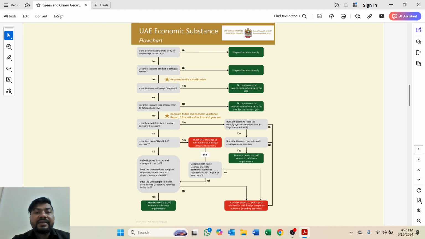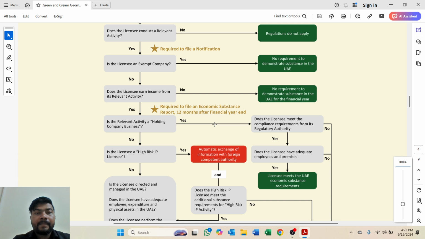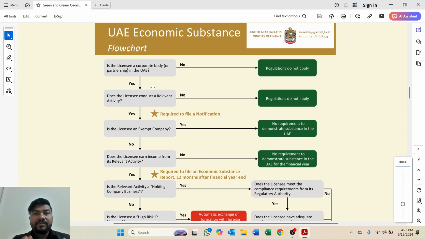Now let's come to understand the flow chart. First of all, to determine whether your company falls under economic substance regulations or not, and then if they fall, what are your responsibilities. To determine that, let's come to the flow chart. Number one is that first of all you will determine whether your company, whether the licensee, is a corporate body or partnership in the UAE. If no, then you don't need to comply. It means this regulation does not apply to your business.